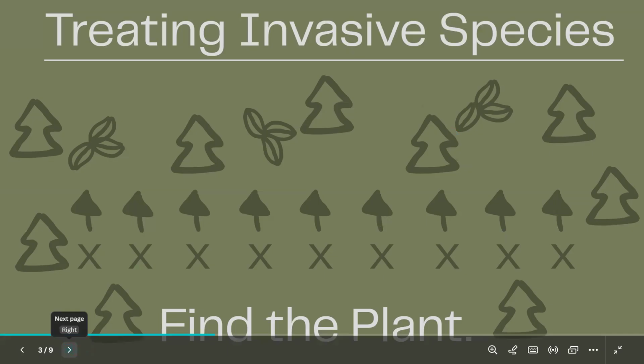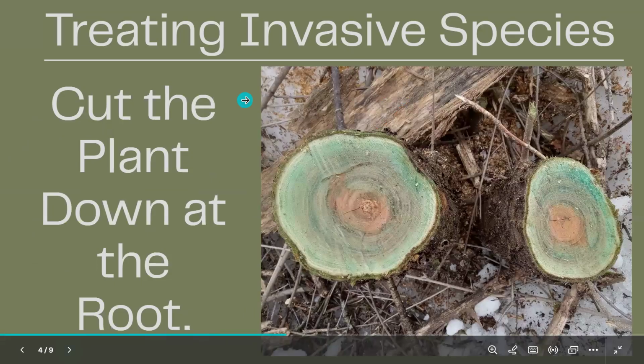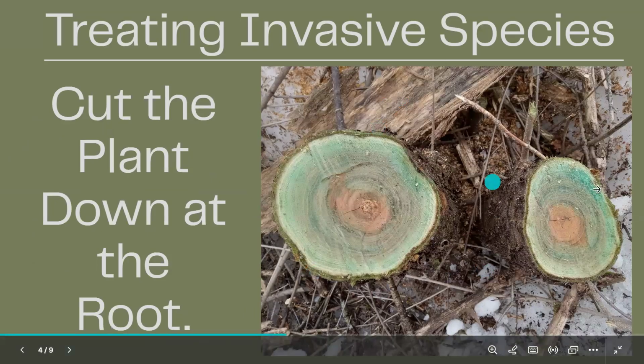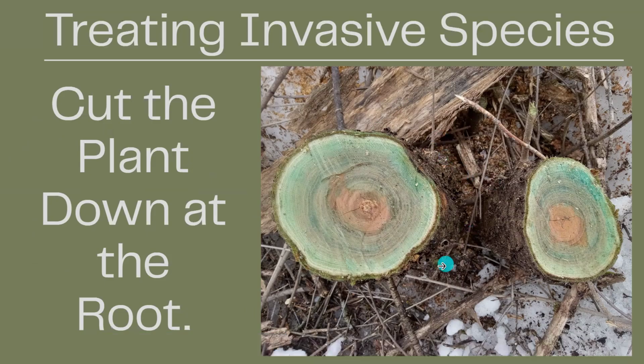So you find the plant, you search it out, and you cut the plant down at the root. You can see this is in the snow, this is in the winter. You can do it any season, whatever seems appropriate for the plant. For identification reasons, this is actually a buckthorn tree, and so you can identify it based on the berries of the female plant as well as the bark. So you don't necessarily need the leaves in order to identify buckthorn.